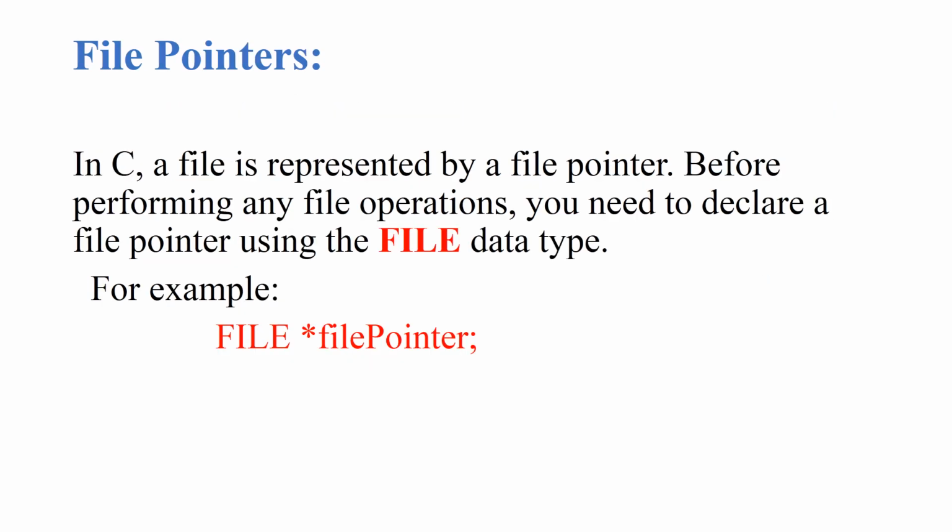Next, file pointers. In C programming language, a file is represented by a file pointer. Before performing any file operations, you need to declare a file pointer using the FILE data type. For example, FILE asterisk file pointer. File pointer is the pointer name.